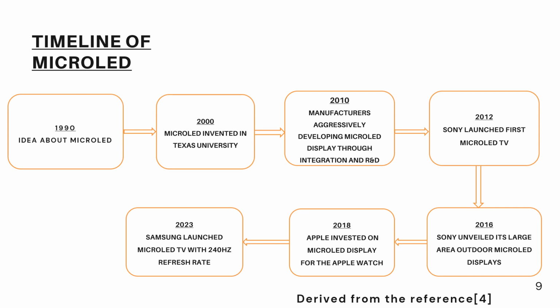In 1990 the idea about the micro LED was started, and in the 2000s the micro LED was invented at Texas University, and in 2010 the manufacturers were aggressively developing the micro LED display through integration and R&D. Samsung launched the first micro LED TV in 2023. In 2016, Sony unveiled its large area outdoor micro LED, and in 2020, Apple invested in micro LED display. And in 2023, Samsung launched a micro LED with a 240 Hz refresh rate.